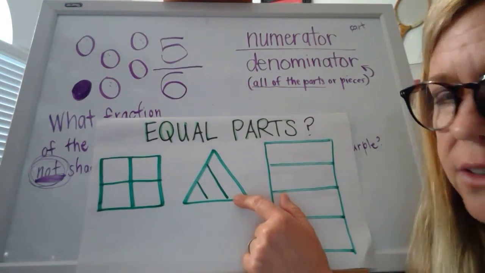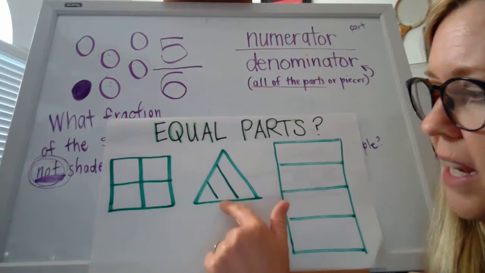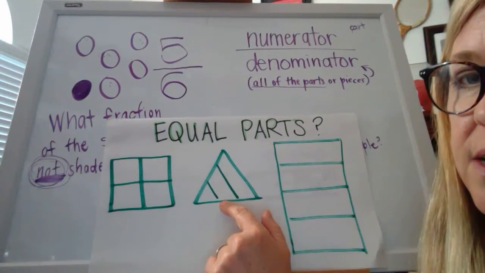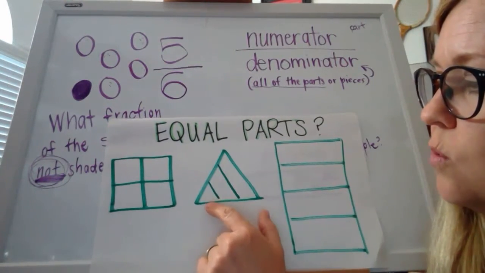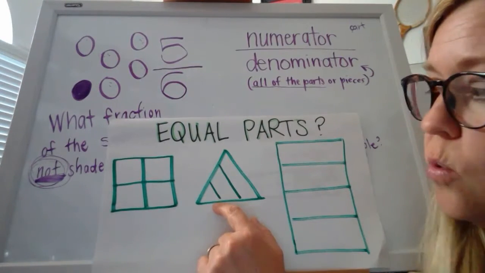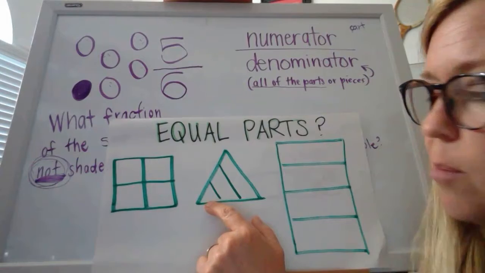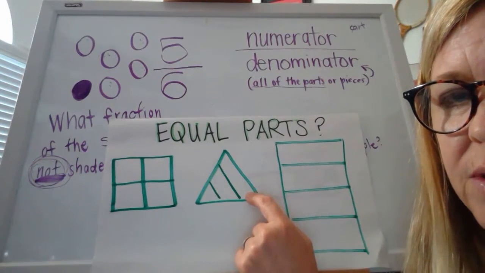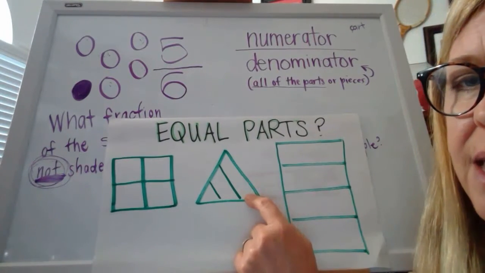The triangle, on the other hand, while it has been divided into 3 parts, they are not equal. So if this were a triangle of some kind of wonderful food, you wouldn't want to get this little teeny tiny part. You'd want this big one. So these are not equal, so this cannot be a fraction.